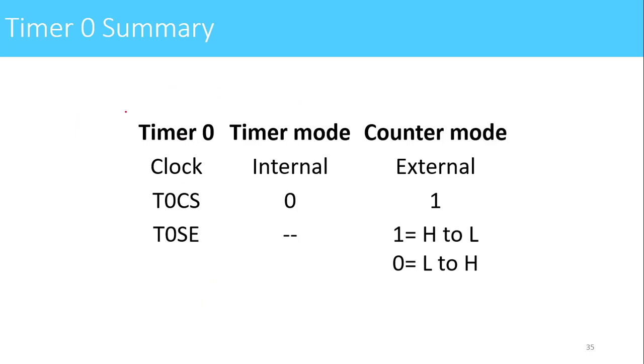In summary, we have timer 0, which can be operated in timer mode or in counter mode. In timer mode, the clock signal is the internal clock signal, and in counter mode, the clock signal is the external clock signal. In timer mode, the T0CS bit should be made equal to 0, and in counter mode, the T0CS bit should be made equal to 1. In timer mode, the T0SE bit is don't care because we are going to use the internal clock, and T0SE is used only for the external clock signal. For counter mode, when that bit is 1, the timer will be incremented on a falling edge, that is, a high to low signal. And when that bit is 0, the timer will be incremented on a rising edge, that is, from low to high.